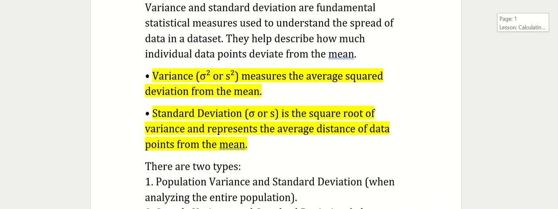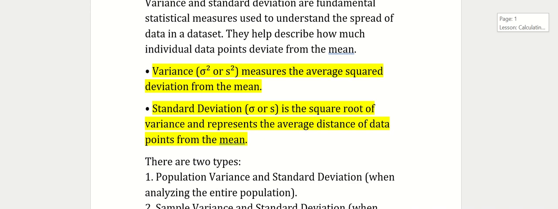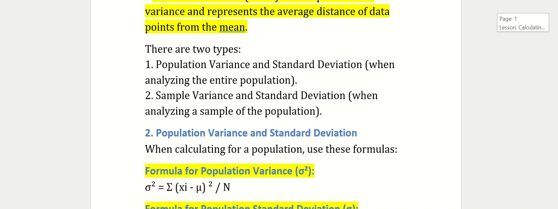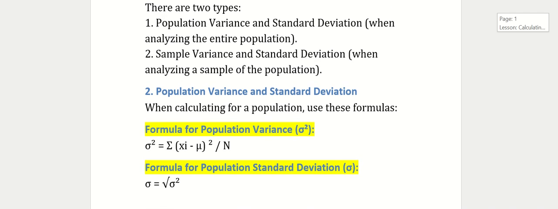Okay, and we are talking about two cases. First, if we are talking about the whole population, and second, if we are talking only about a sample of the data or of the population. Now the formula is very simple actually. We have sigma squared equals the sum of (xi minus mu) squared over n, where xi is each data point in the population or the sample, mu is the average or the mean, and n is the total number of data points. And if you want the standard deviation, you only have to take the square root of the variance.